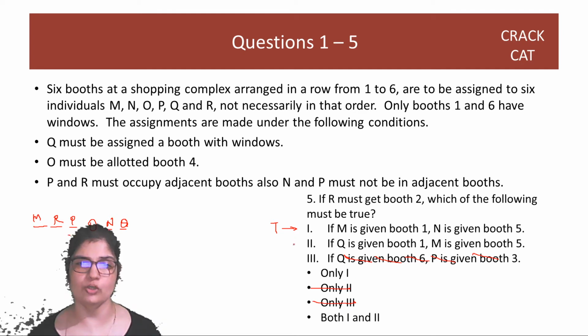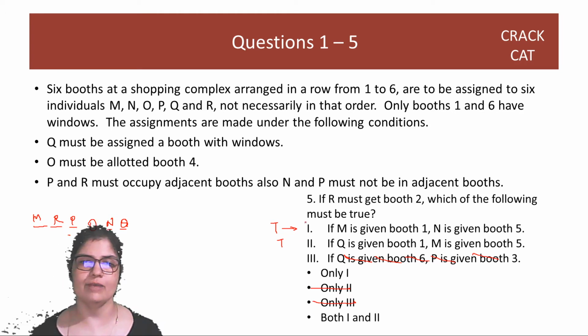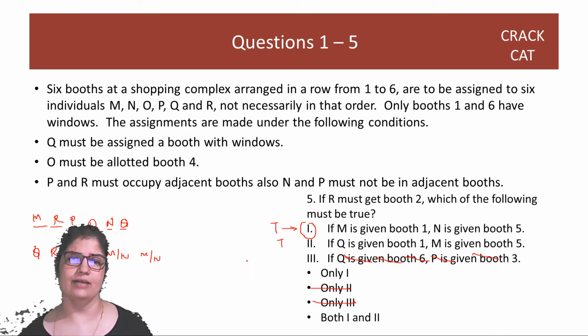I need to check for 2. If 2 is true, then I'll mark the fourth option. If 2 is not true, I will just mark the first option, right? So let's check 2. If Q is given booth 1, so see R is still in 2. P will have to come here now. P cannot go in 1. O is here. Can I say anything between M and N? I cannot. M can be in booth 5 and N can be in booth 6, right? So the answer here, 2 need not be true. So answer here is only 1.